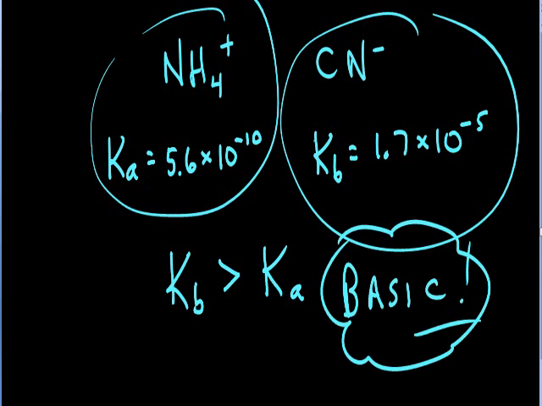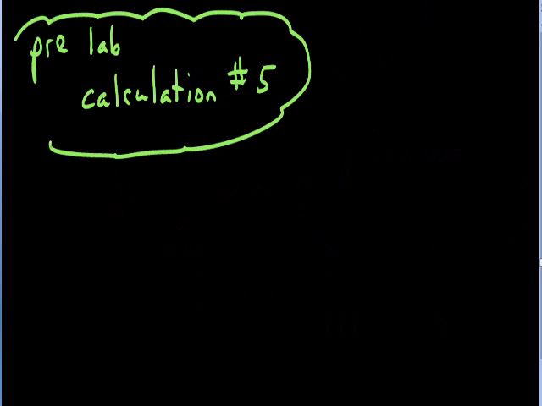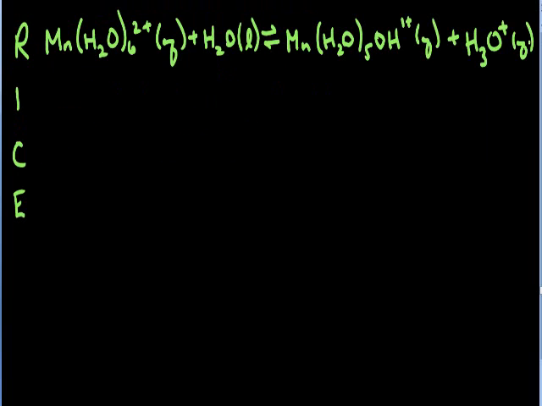The remainder of this video is now going to focus on doing pre-lab calculation number 5, which is how to figure the pH of a solution made by a metal ion that causes a solution to become acidic. For this problem, we'll use the RICE strategy.